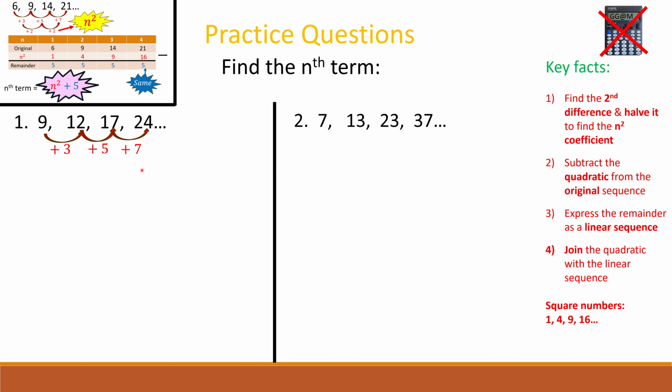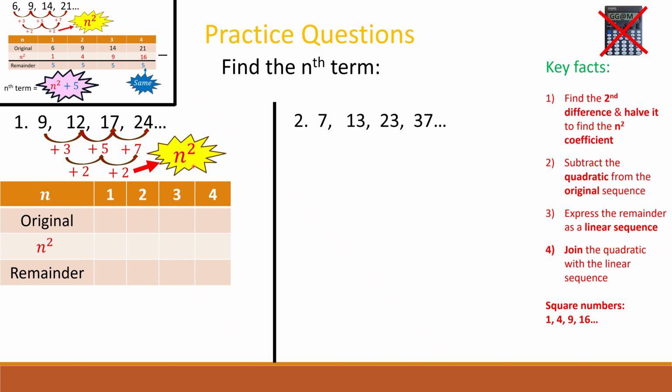Working out the second differences, you will find they are all the same and they are 2 as we would expect. We take this second difference, which is 2, and halve it. Half of 2 is 1, which means we have got a 1n squared. You need to draw yourself out a nice little table here with the numbers 1 to 4 along the top. You've got the original question, which is what we're going to write in on this line here. The n squared is your square numbers.